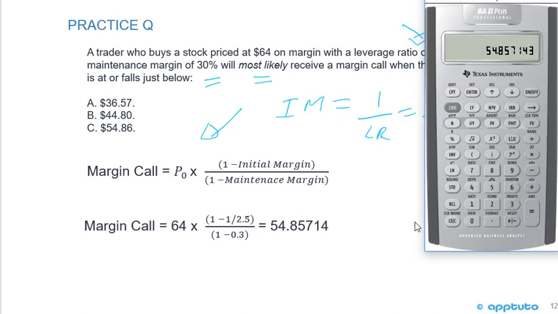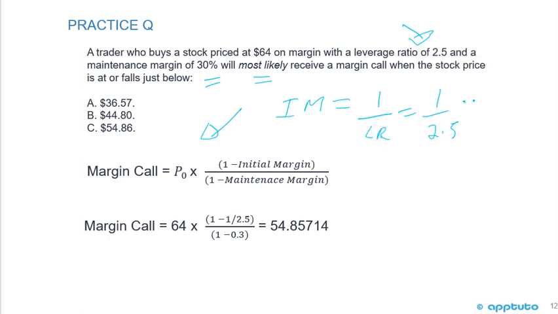Just bring up the calculator. We've seen this example already though. That's using the same numbers, 1 divided by 2.5, and that's going to equal our 40%, okay? So that equals our 40%. So now we can simply plug the numbers into the calculator. It's going to be 64 times 1 minus 0.4 divided by 1 minus 0.3, our maintenance margin.